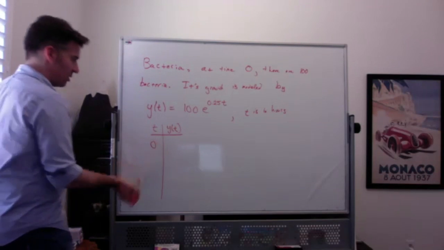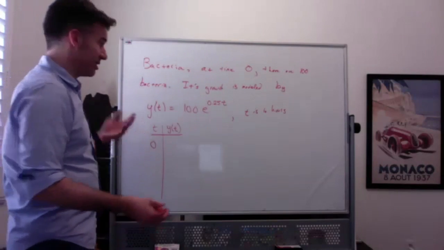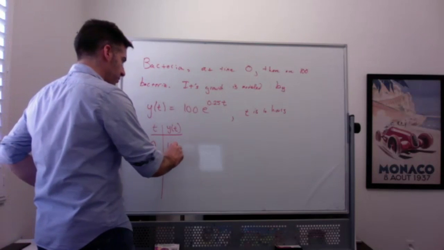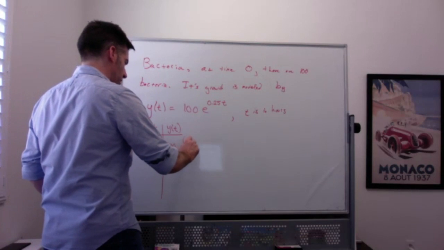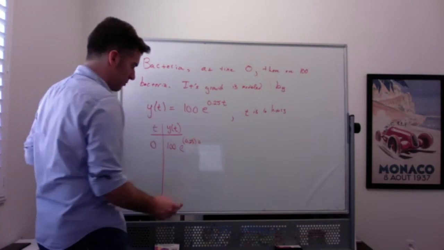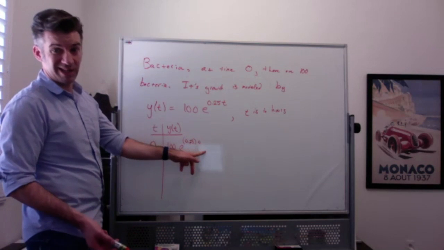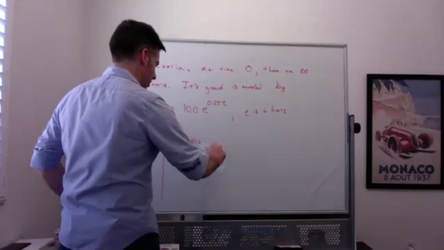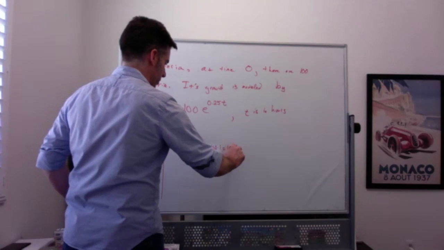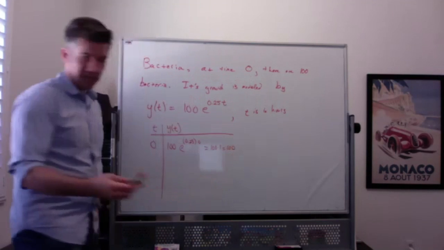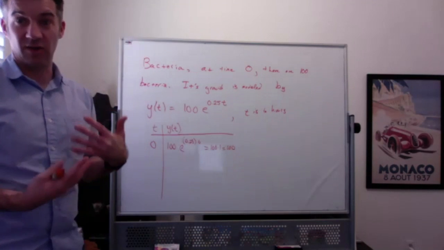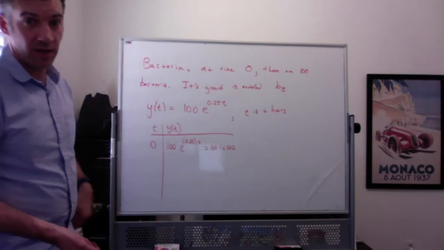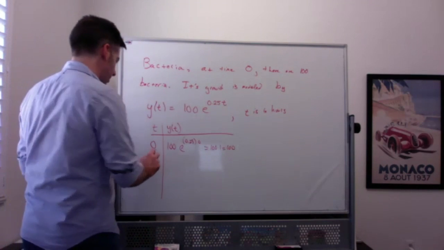So time equals 0. I'm just going to plug in 0. I'm going to get 100 times e to the 0.25 times 0. 0.25 times 0 is 0. e to the 0 is 1. So this is just 100 times 1, which is 100. Not surprising, right? We are told that at time 0 we had 100 bacteria.